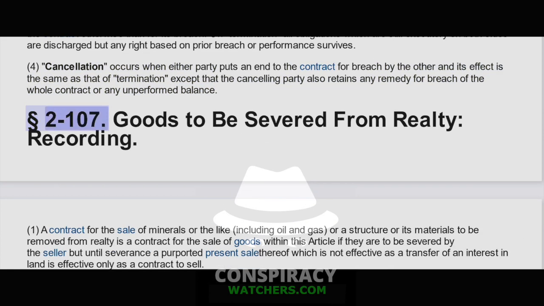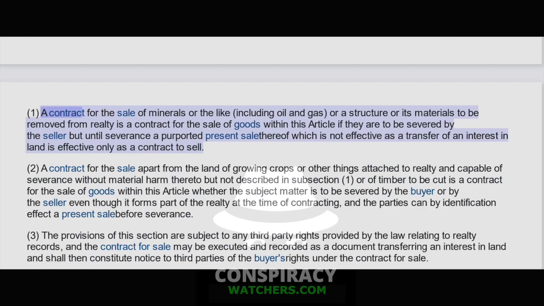Section 2-107. Goods to be severed from realty; recording. A contract for the sale of minerals or the like, or a structure or its materials to be removed from realty, is a contract for the sale of goods within this article if they are to be severed by the seller, but until severance a purported present sale thereof which is not effective as a transfer of an interest in land is effective only as a contract to sell.